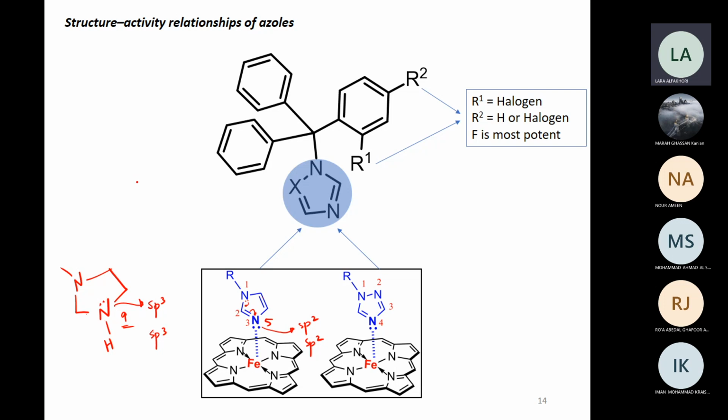Now, if you compare the sp2 versus the sp3 orbitals, which of these orbitals would be closer to the nucleus? Which one? sp2. Why? Because it has less p character, more s character, more spherical, closer to the nucleus. Okay?